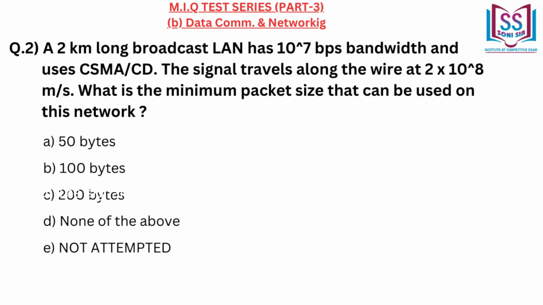A 2 km long broadcast LAN has 10^7 bps bandwidth and uses CSMA/CD. The signal travels along the wire at 2 × 10^8 meters per second. What is the minimum packet size that can be used on this network? A. 50 bytes. B. 100 bytes. C. 200 bytes. D. None of the above.